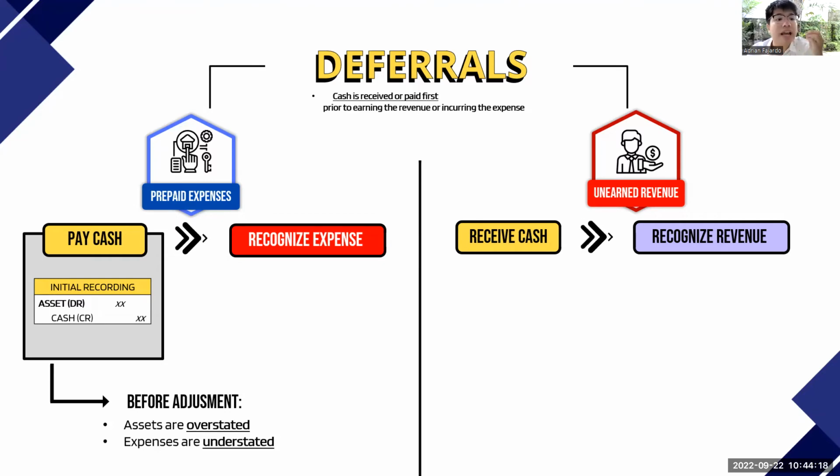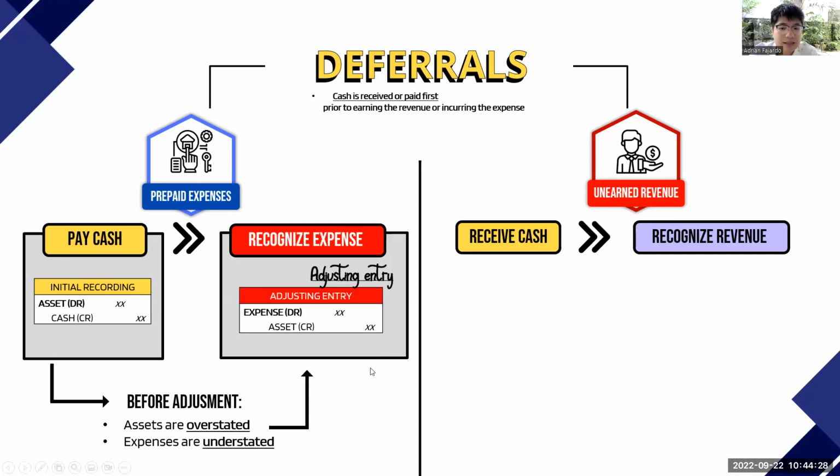And therefore, we have to recognize the consumption of the expense. And therefore, your expenses are understated. And therefore, your adjusting entry for prepaid expenses would be you increase your expenses and then you decrease your asset. Because before adjustment, the assets are overstated and therefore you have to decrease your asset to put it in the right balance. And then expenses are understated and therefore you have to increase your expenses. So the adjusting entry for prepaid expenses would be debit expense, credit asset, right?